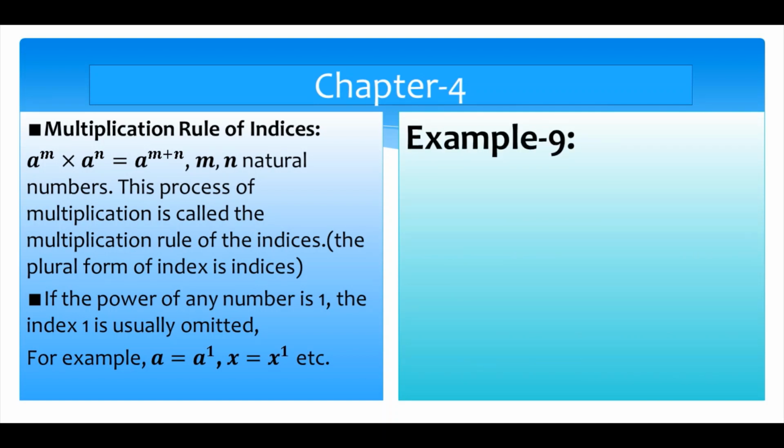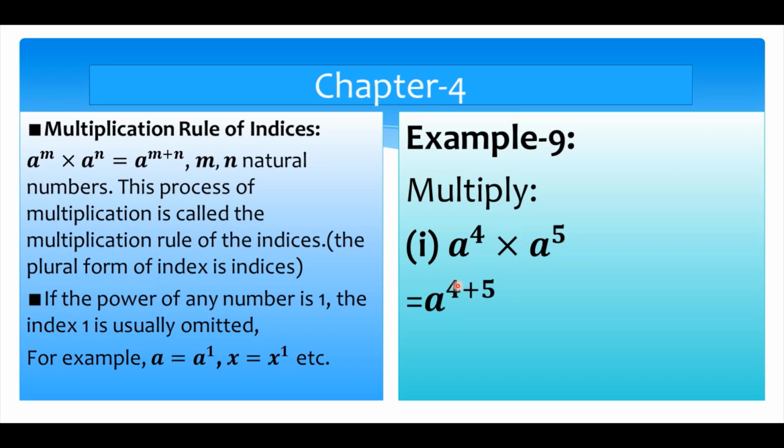That is example number 9. We have to multiply a to the power 4 by a to the power 5, and we have to follow this rule of indices. That means a to the power m multiplied by a to the power n equals a to the power m plus n. This is the general formula, and we have to follow this rule of indices here. So we write the base a, and the powers will be added, 4 plus 5. We get a to the power 9. That is our desired answer.